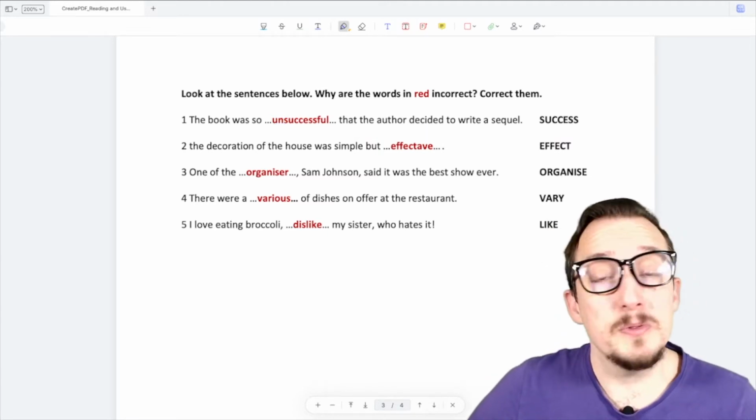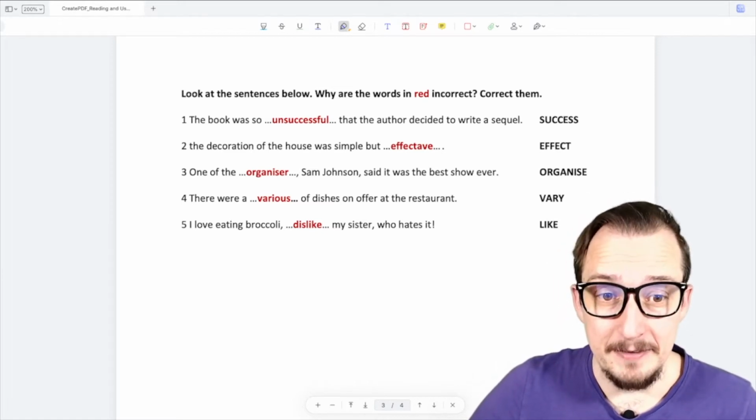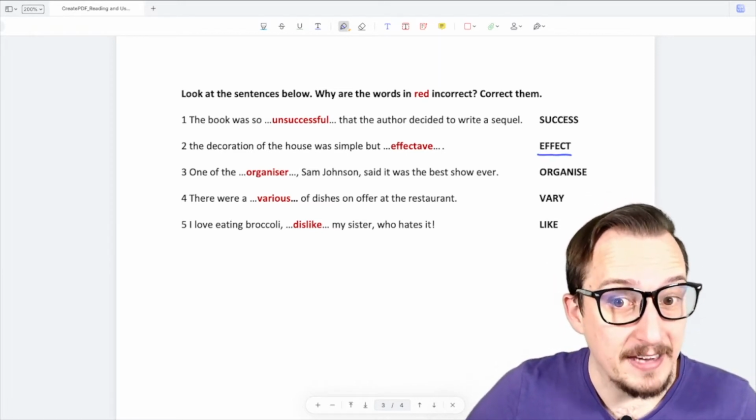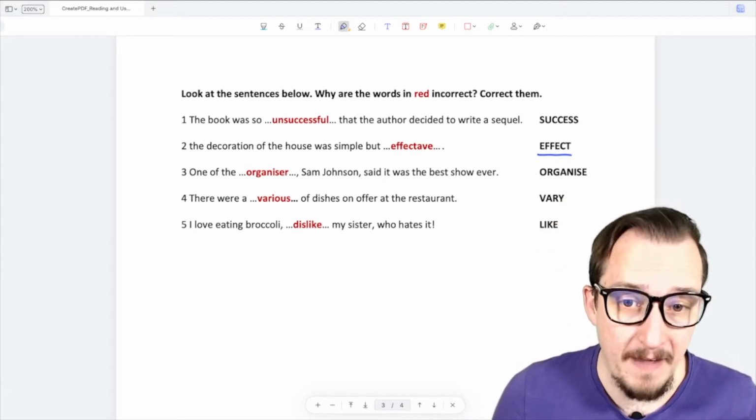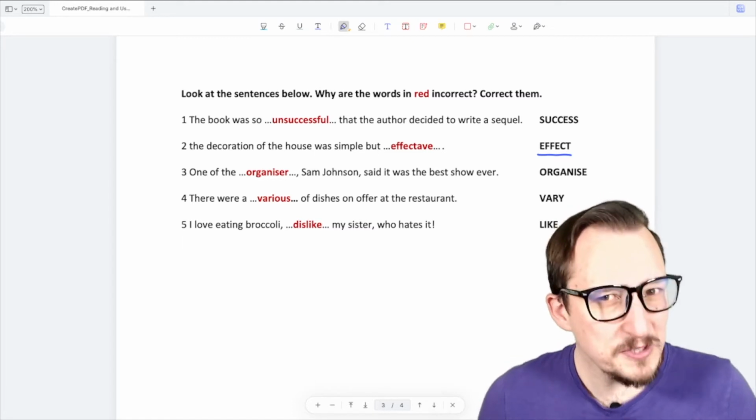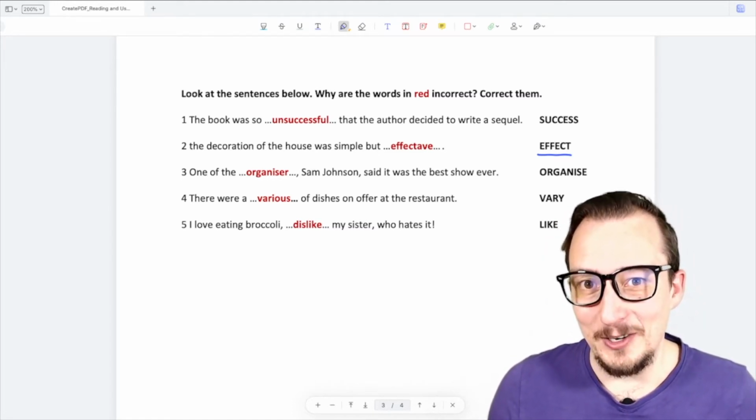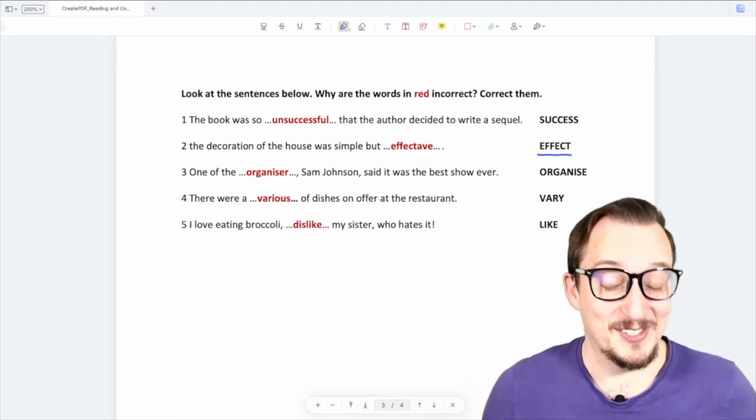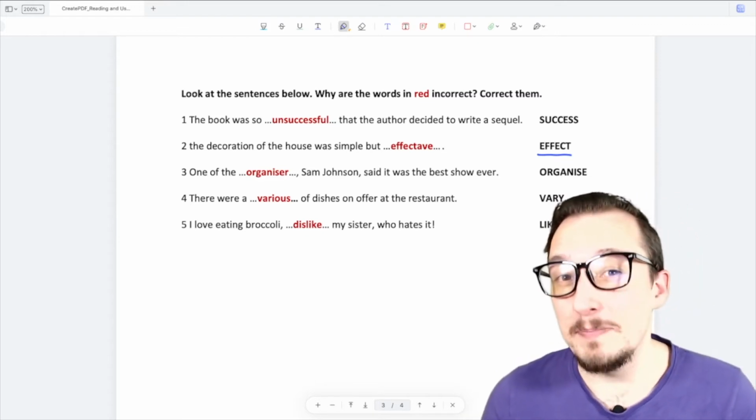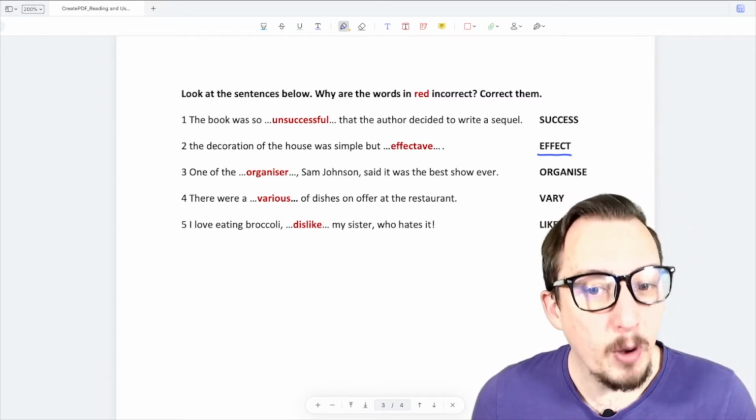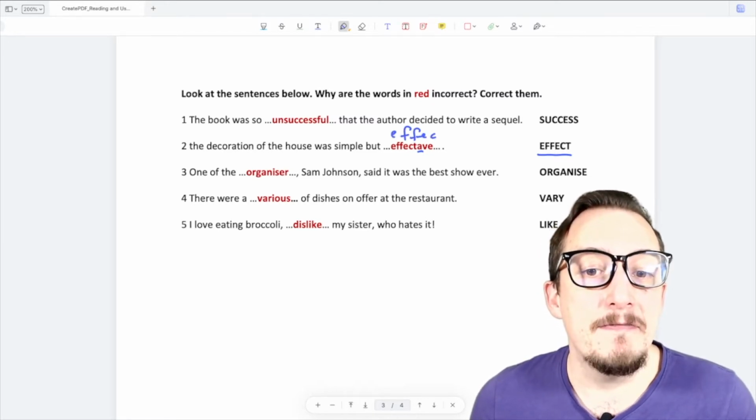So for question 2, the sentence reads, the decoration of the house was simple but effective. And we've got the stem word effect. So again, effective is a word form of the stem word effect. So that's okay. But what's the problem here? Well, if you said that the spelling of effective is incorrect, then you are correct. So well done. It is an incorrect spelling here. Remember, you need to spell the words correctly. So the problem is with the letter A. It should actually read effective with the letter I.